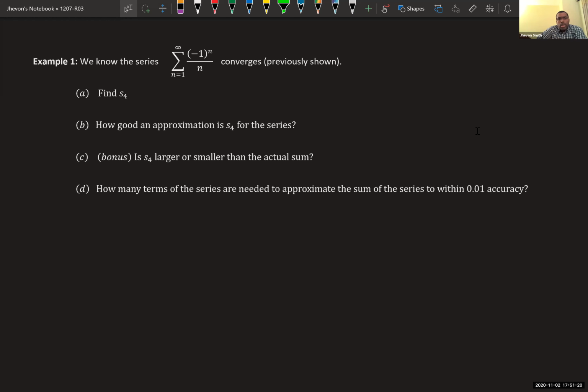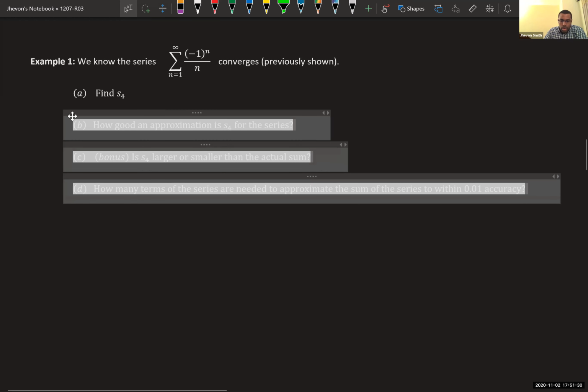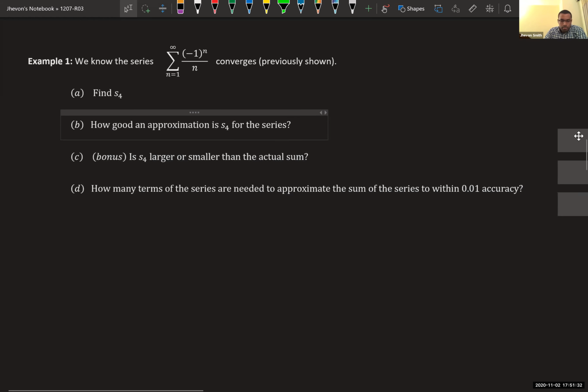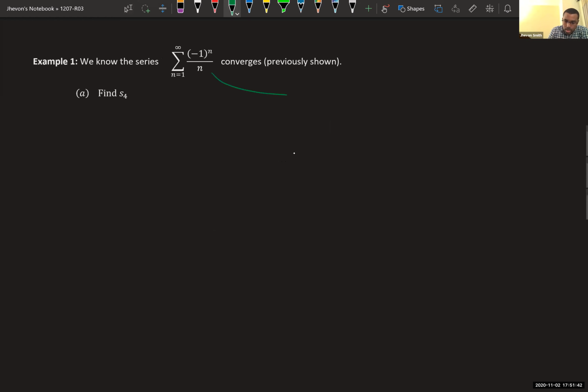Okay, so here's an example. We have our alternating harmonic series. I would like us to find S4, and then we are going to do some approximations. Remember the alternating harmonic series as written here: it's going to be -1 plus a half minus a third plus a fourth.